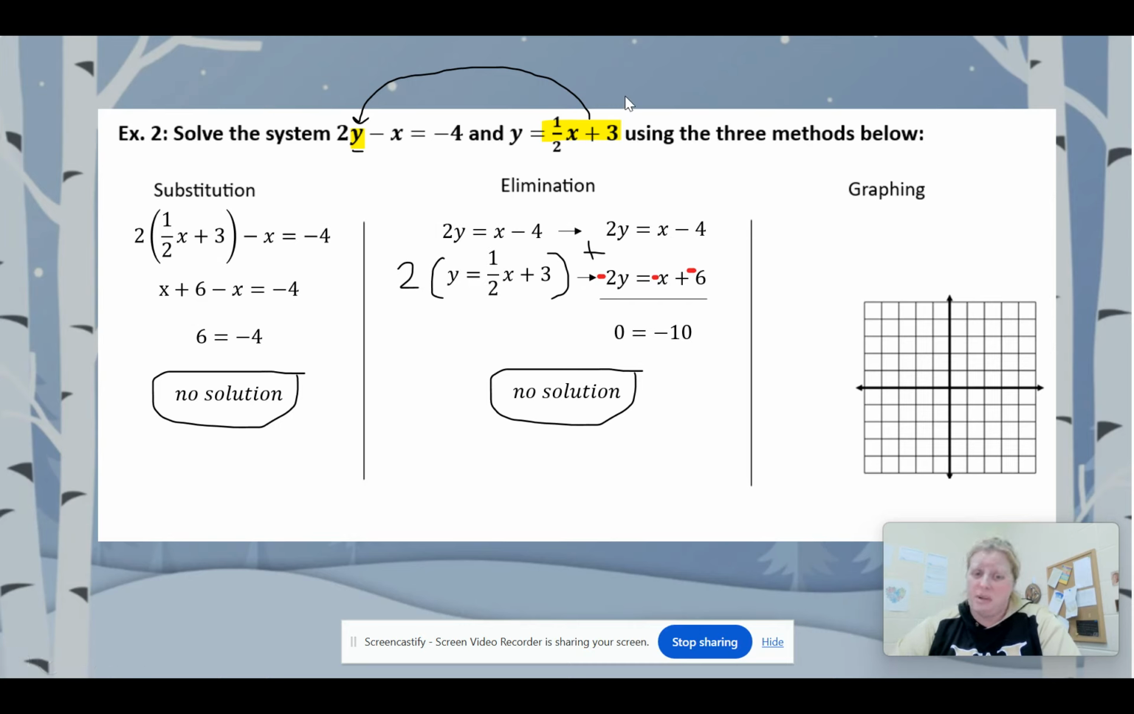Last but not least, we're going to solve it by graphing. So I'm going to go ahead and graph the easy one first. Y is already by himself. So go ahead and plot your dot at 3, and you're going to go up 1, right 2, and then draw a line.